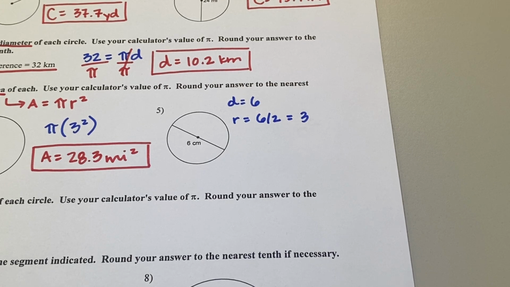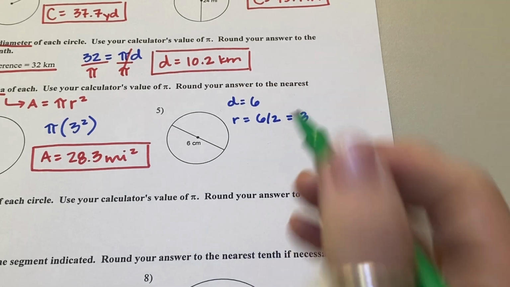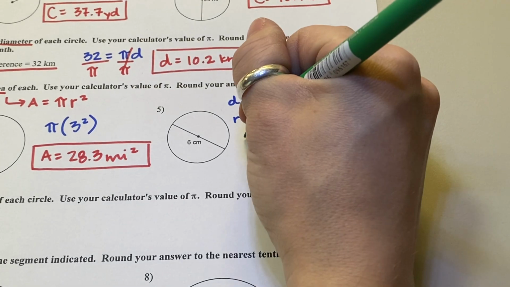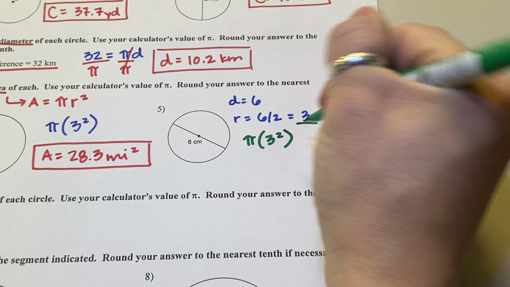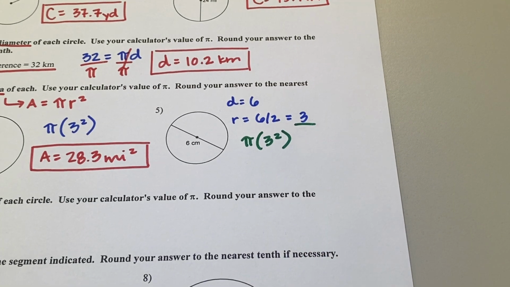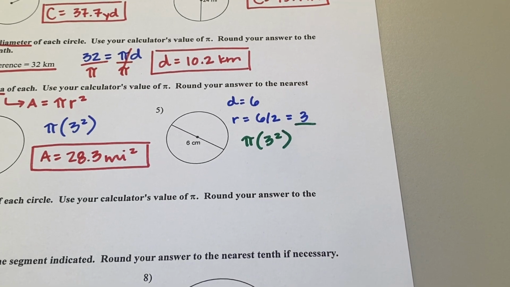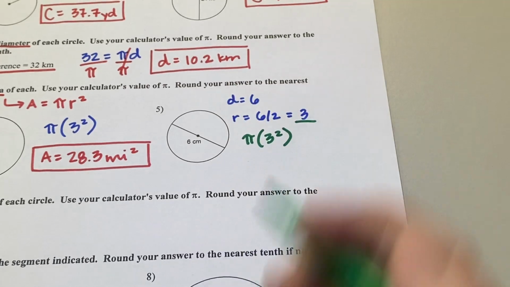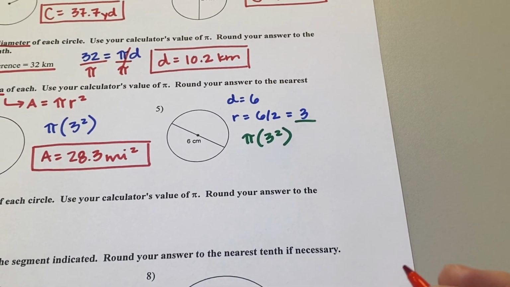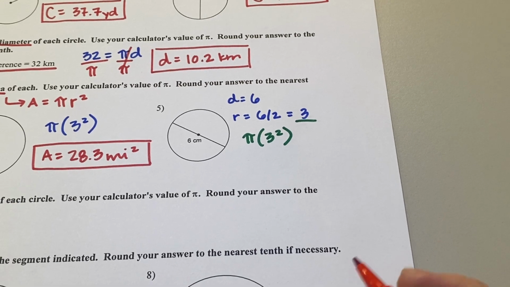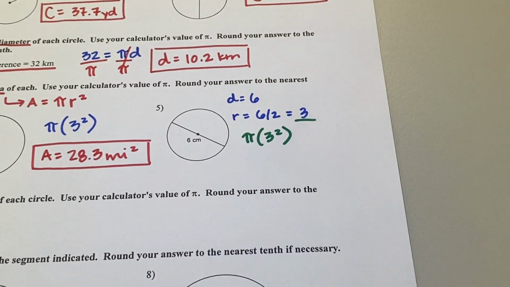Now let's go ahead and just plug it into our formula. We know our radius is 3 now, so I can plug it in. Pi times 3 squared. Do you guys have to plug this in again? No. What did we just get for number 4? 28.3. Units? Centimeters. Nice.